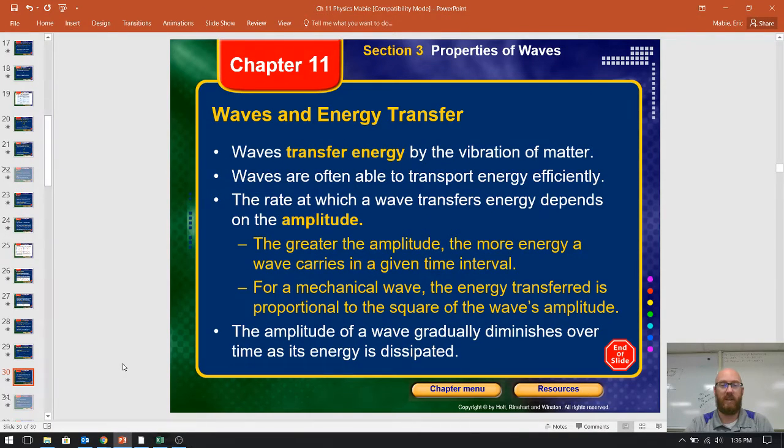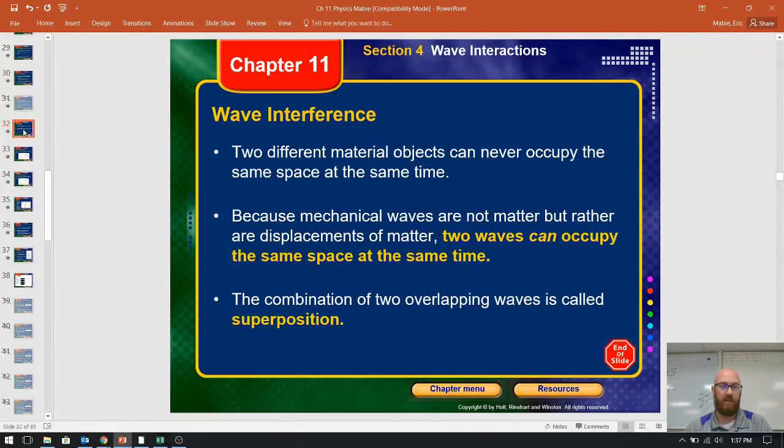This is a good slide. The little portion that's highlighted in yellow, the greater the amplitude, the more energy. For a mechanical wave, the energy transferred is proportional to the square of the amplitude. So to get it into perspective, I believe we'll work with an equation in class. I'm going to have one given to you.